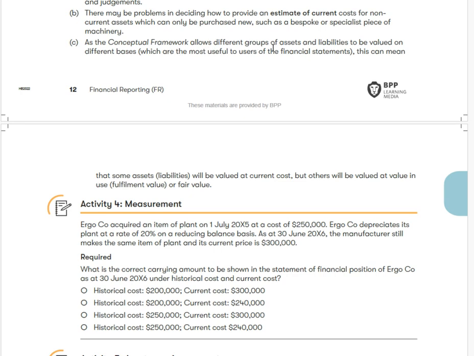As the conceptual framework allows different groups of assets and liabilities to be valued on different bases, some of the assets can be valued at historical cost. Some of the assets can be used at fair value, current value, based on the user requirement. You can use it. This is all about the measurement and recognition.